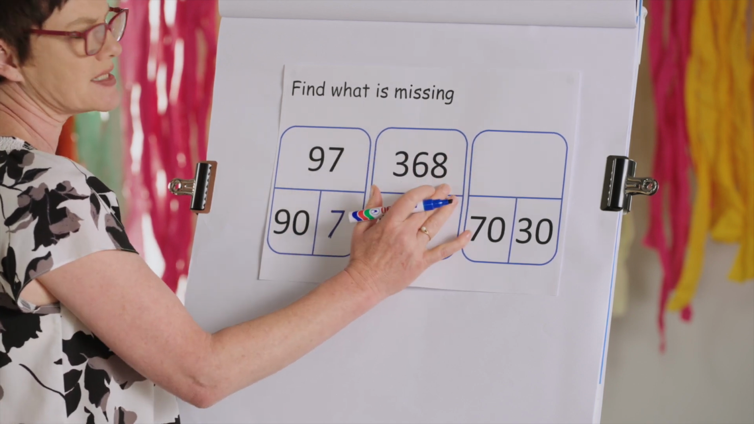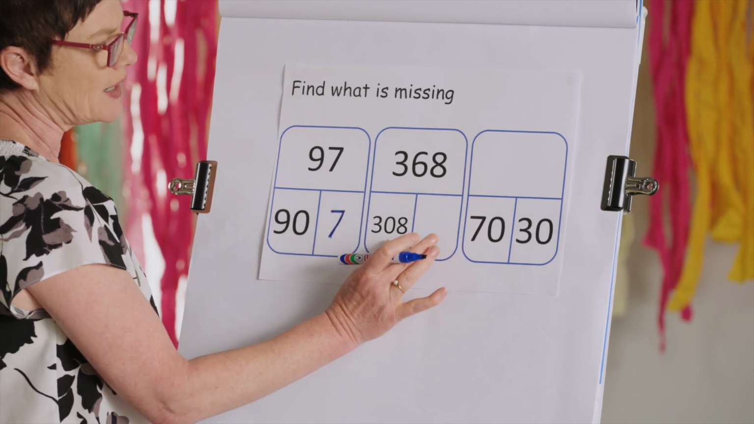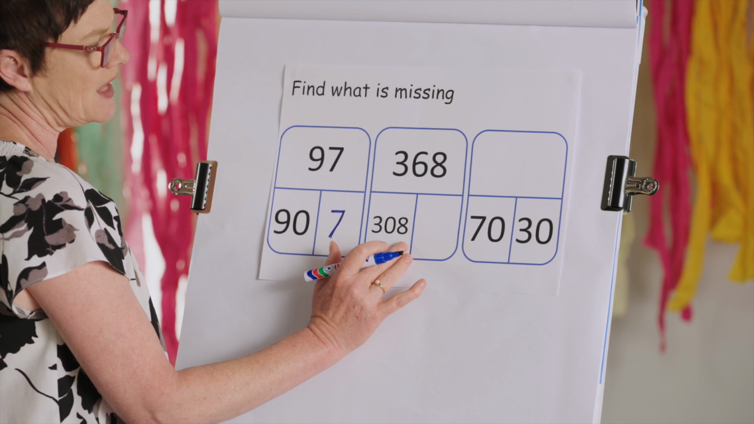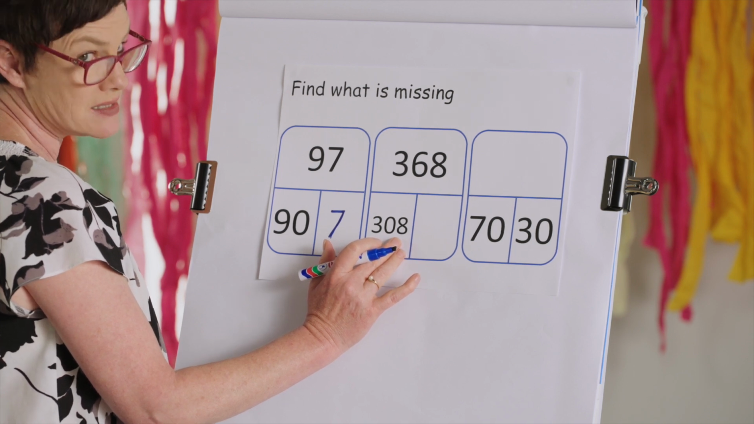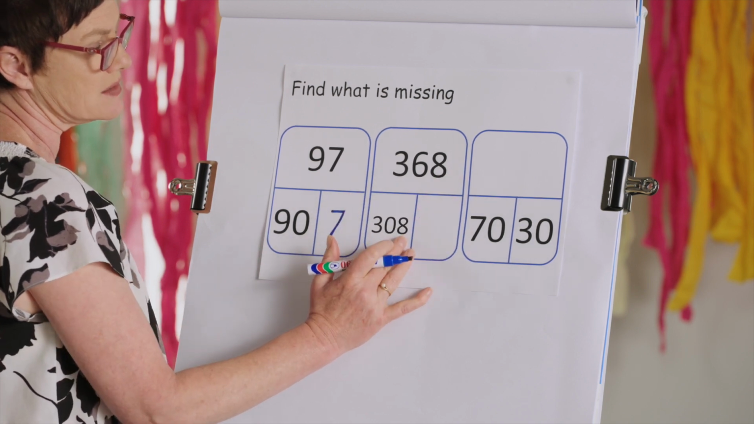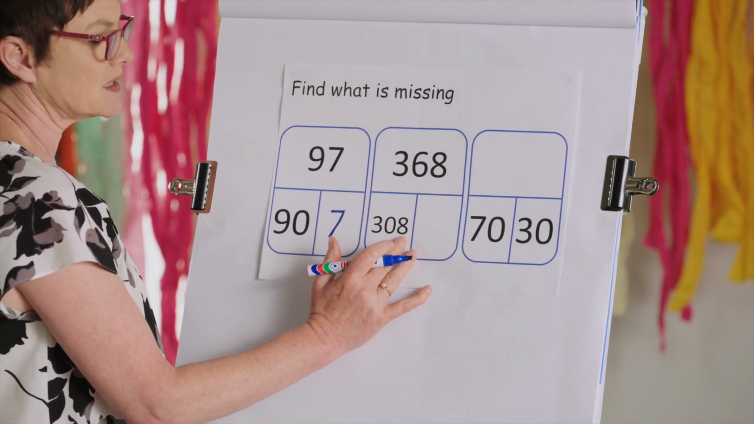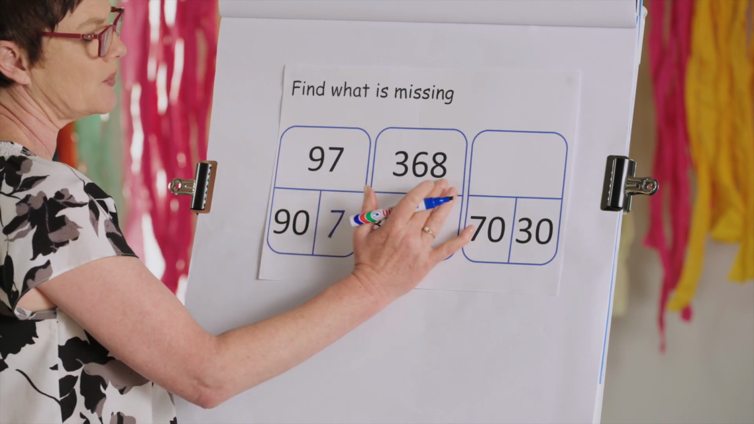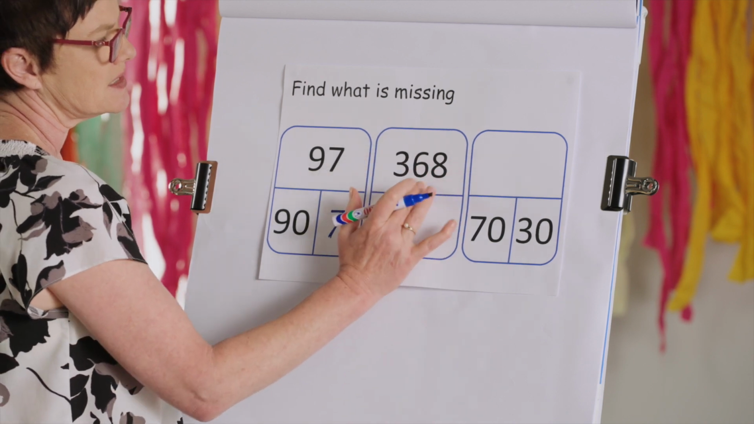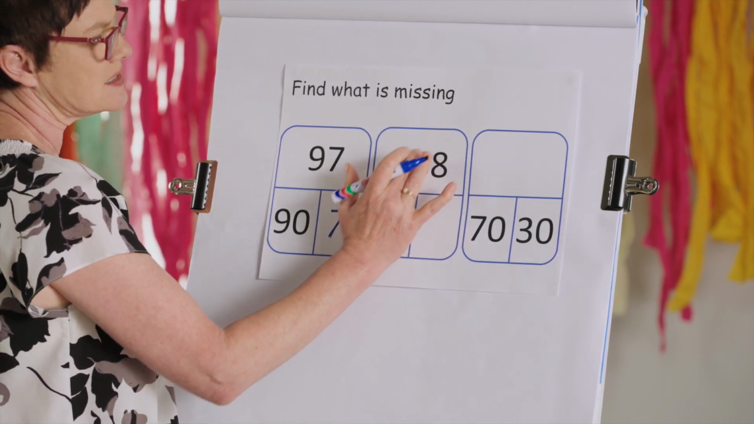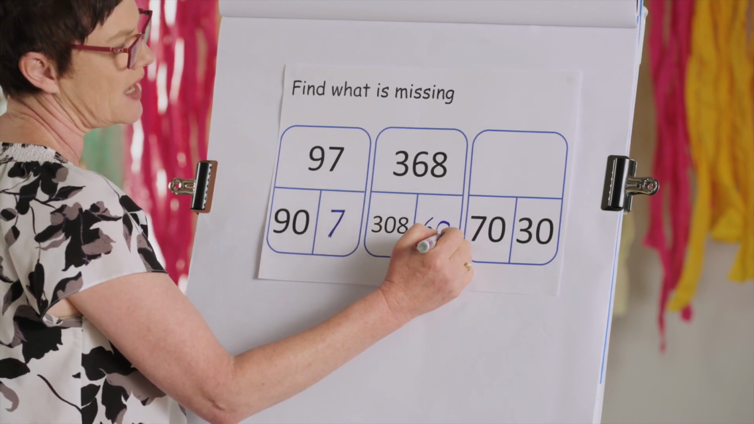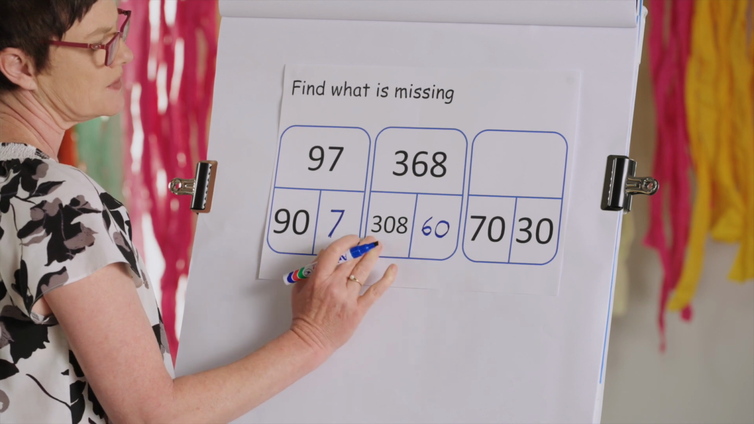368. 368 is our whole. What are our parts? And look, I've already got one part here, and that part is the 3 hundreds and the 8 ones. So which part is missing? I've used my hundreds and my ones. The part that's missing is 6. This is a 60, 6 tens. So 6 tens is 60, and that is my missing part.